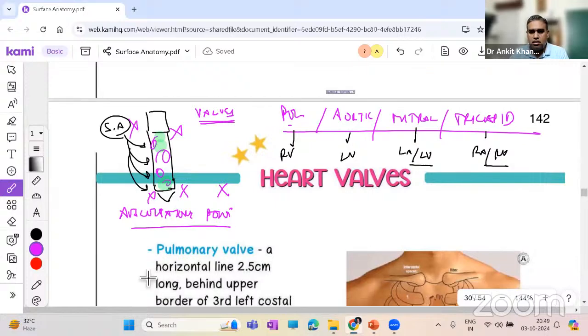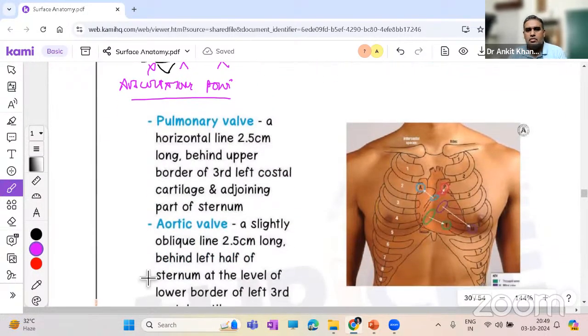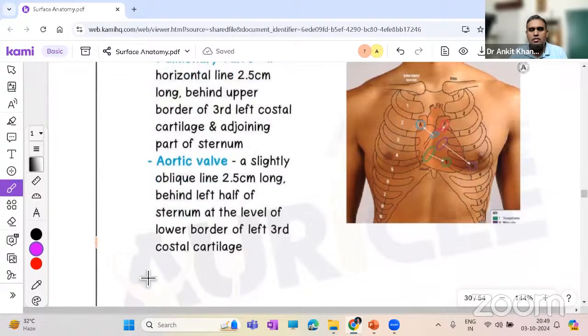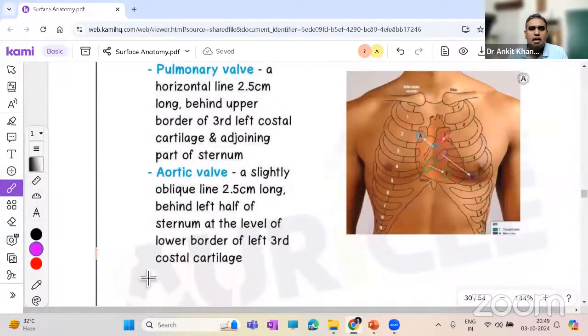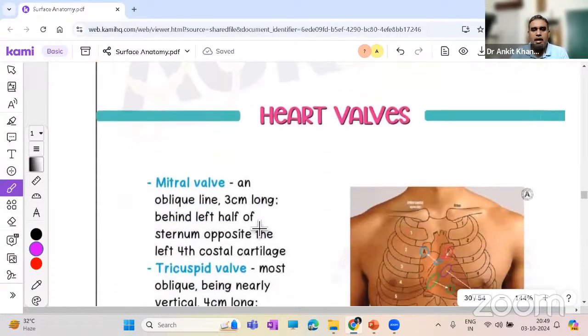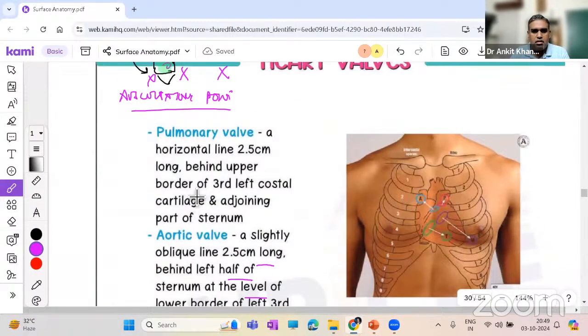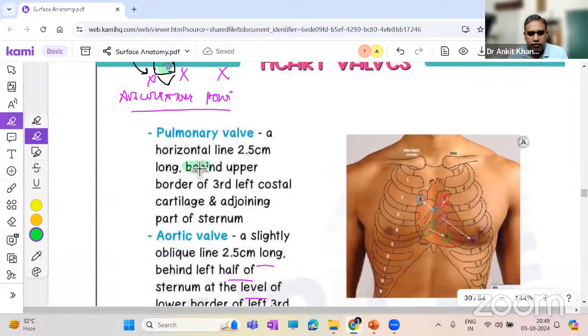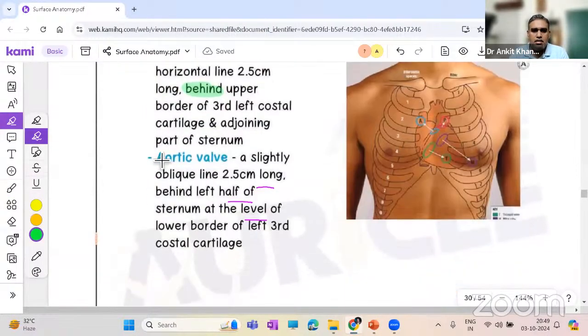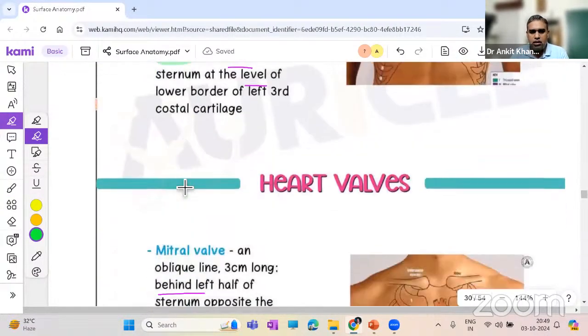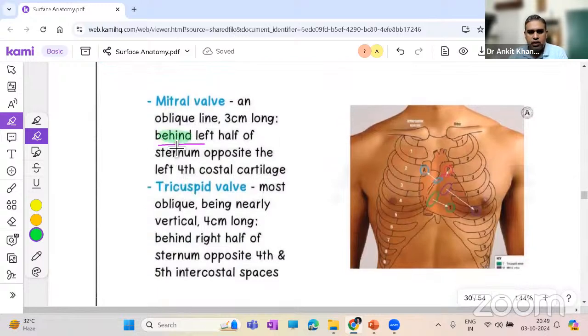Now let us see. What are they discussing? Heart valves. The pulmonary valve: horizontal line 2.5 centimeter behind the upper border of an adjoining part of the sternum. This is the area for the pulmonary valve. Aortic valve is behind the left half of the sternum. Mitral valve again behind the left half. So you can see the word behind over here. These are all behind the sternum or behind some cartilage, behind the sternum, and again behind the sternum.